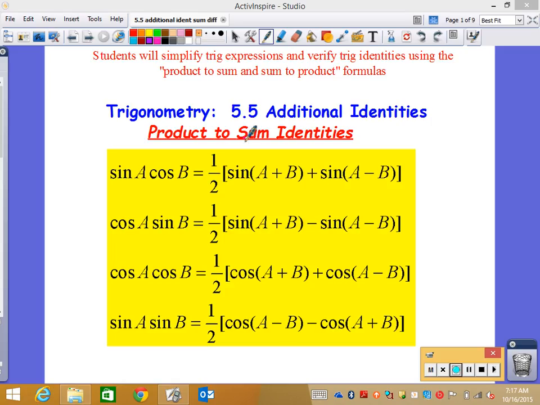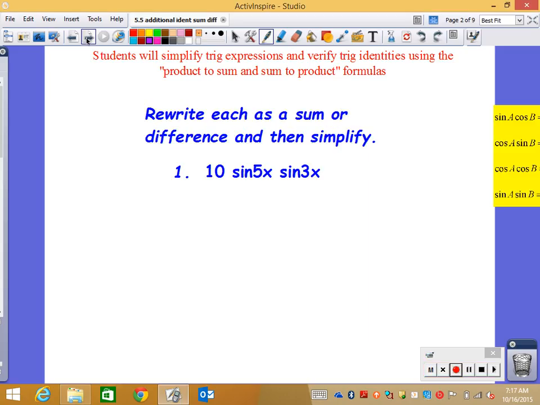But to start off, these are my product to sum rules. So we have one for sine times cosine, cosine, sine. We have a cosine, cosine, and sine, sine. So let's talk about applying them now. We want to write this 10 times the sine of 5x times the sine of 3x as a sum or a difference, and then we're going to simplify.